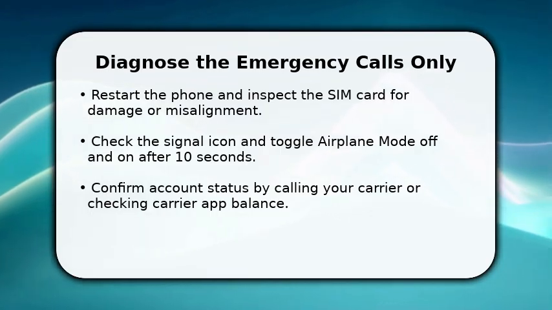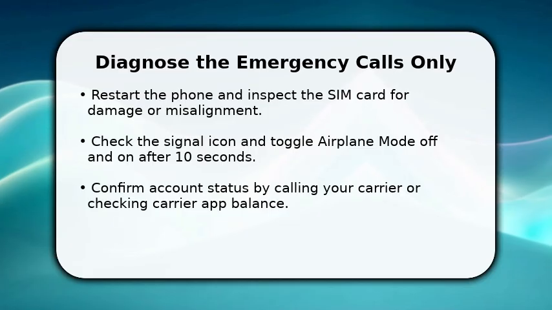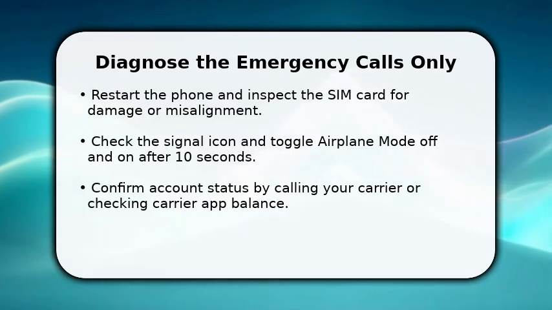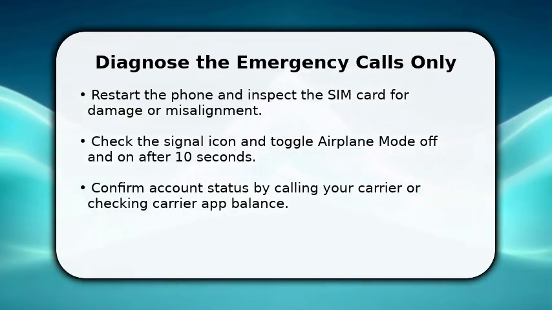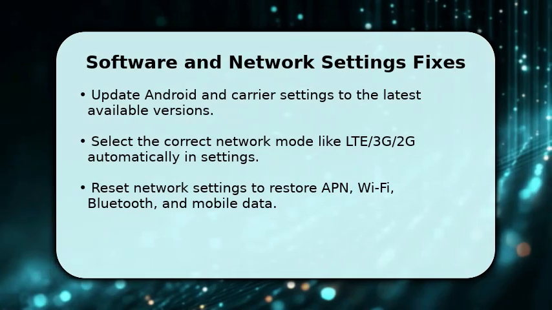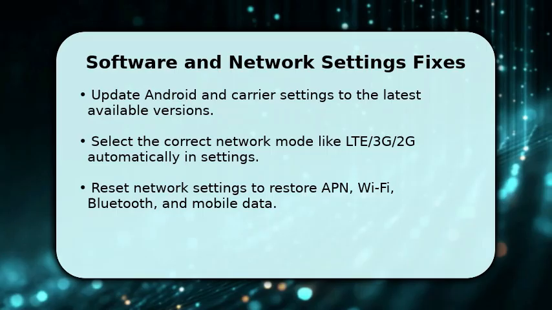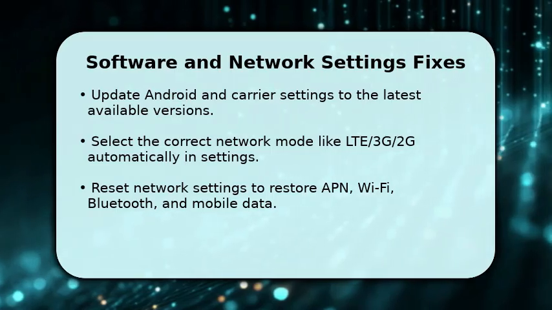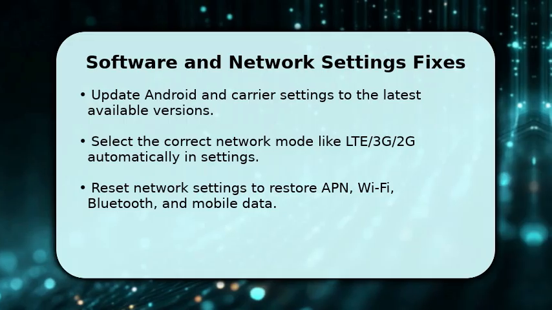Toggle airplane mode on and wait 10 seconds, then toggle it off. Open your carrier app or call your carrier to confirm your account status and service provisioning. Open Settings and go to Software Update to install the latest Android build. Then open Mobile Networks and check access point names for correct carrier values.